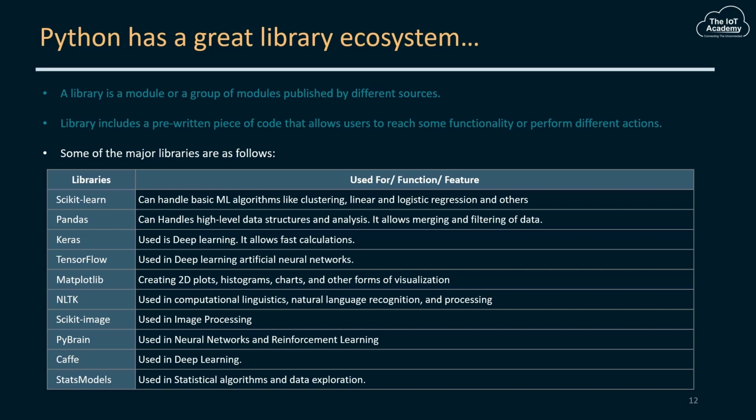Keras, used in deep learning. It allows fast calculations. TensorFlow, used in deep learning and artificial neural network. Matplotlib creates 2D plots, histograms, charts, and other forms of visualization. NLTK, used in computational linguistics, natural language recognition, and processing. Scikit-image, used in image processing.